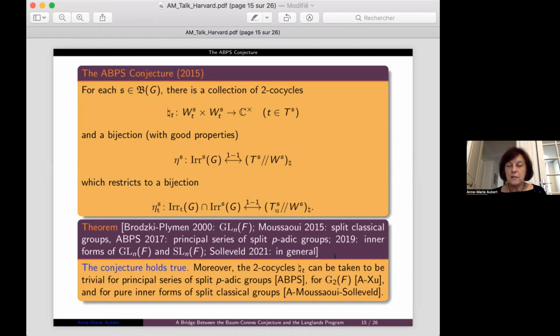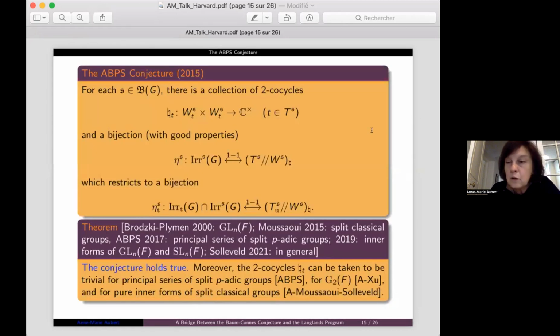But then we look at the case of inner forms of GL_n. It was also a trivial cocycle, but when you arrive at a certain inner form of SL_5(F), we realized that we need in general a cocycle. And then this conjecture was proven by Solleveld last year. Moreover, in several cases the cocycle can be taken to be trivial, which we show in the case of the split principal series of split p-adic groups, in joint work with Su for G_2, and for pure inner forms of split classical groups with Moussaoui and Solleveld.